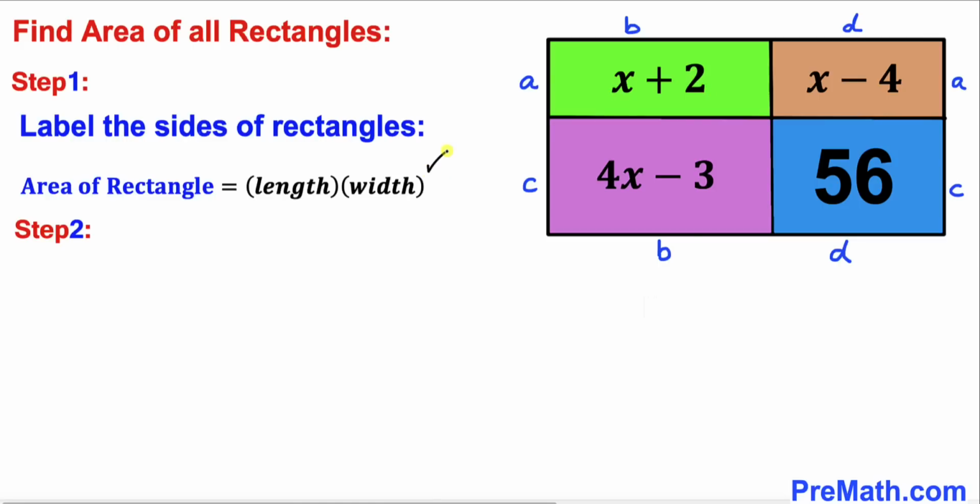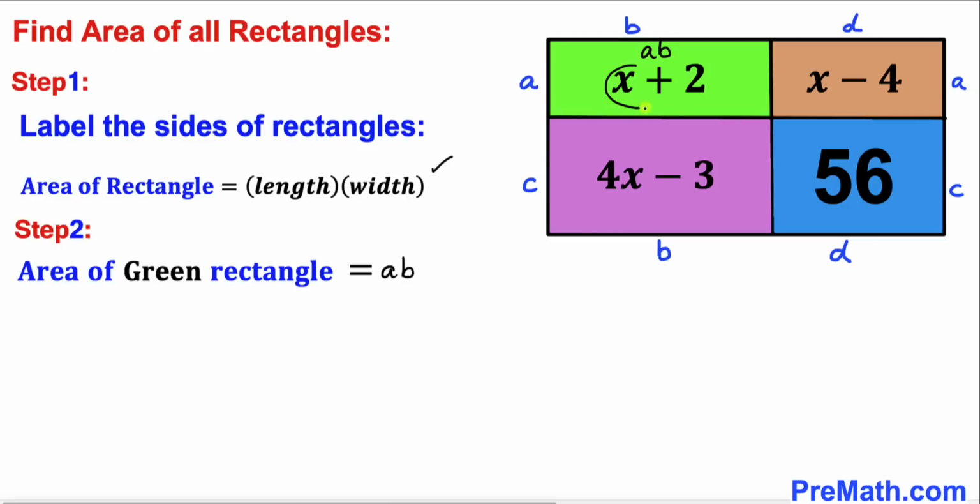And here's the area of a rectangle formula. Area equals length times width. And now let's calculate the area of this green rectangle. Our dimensions are A and B. So by using this formula, it's going to be A times B. We know that our area has been given in terms of x plus 2. Therefore, I can equate them. I can write AB equal to x plus 2.